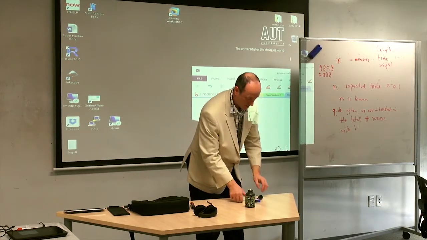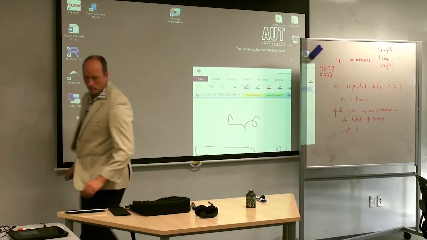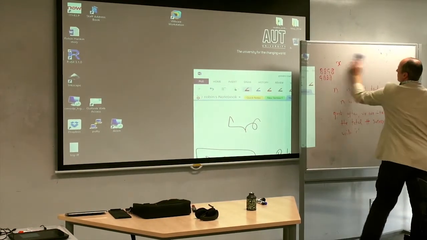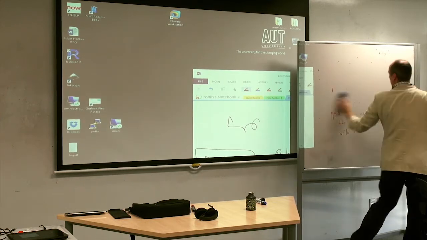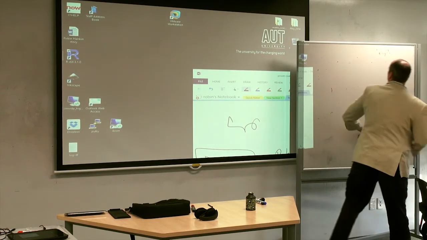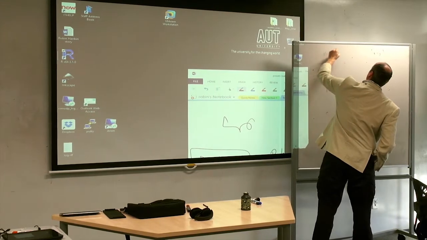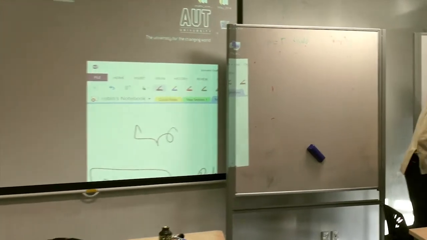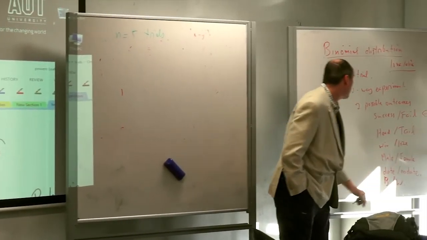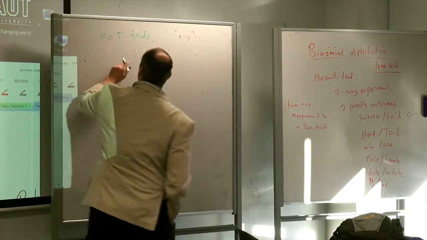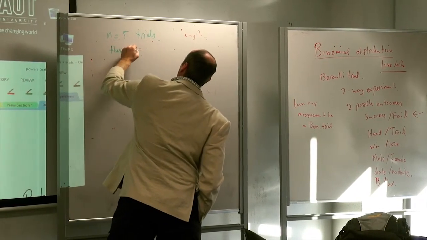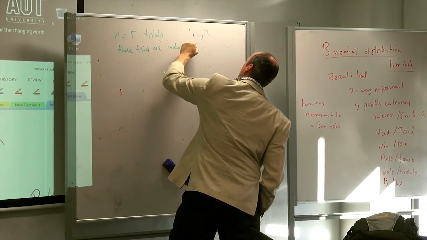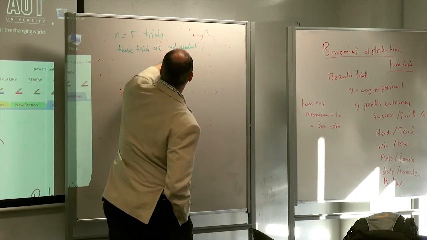Okay, so how do we use this thinking? Okay, so if I have n equals 5 trials, that's 5 repeated trials where we have a dichotomous variable. We have a Bernoulli trial, okay? And these trials are independent of one another.